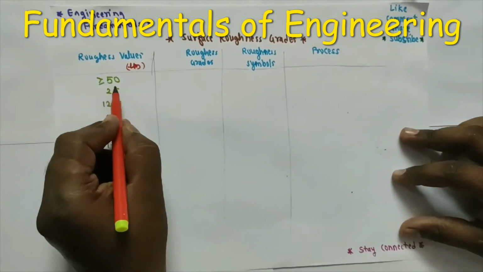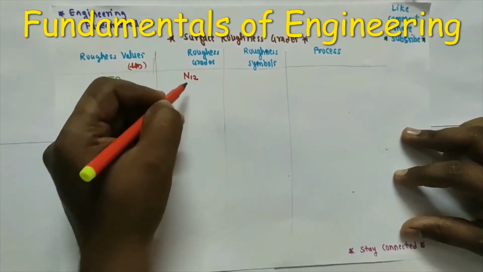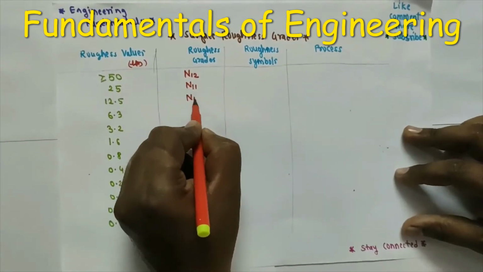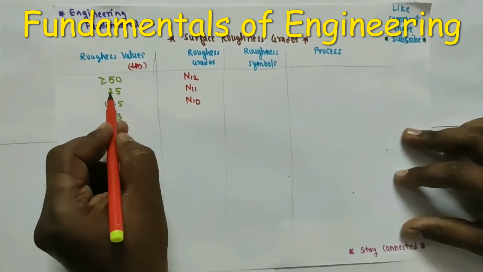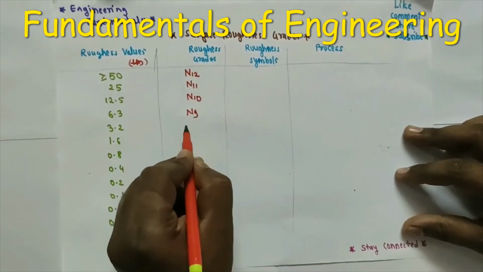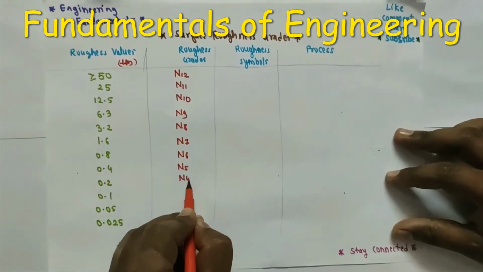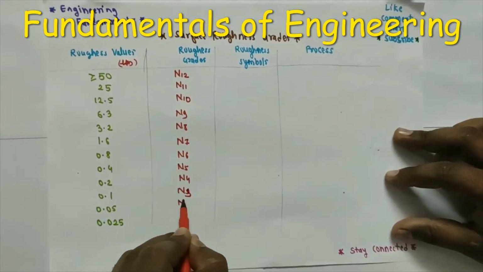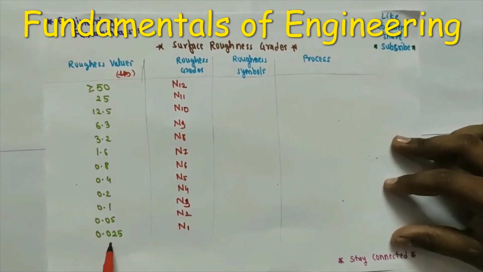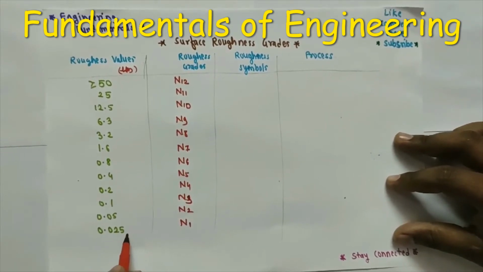So if we are getting greater than or equal to 50 micron, then this is noted as N12. In descending order we have to note down the names of the grades. So N11, that is 25, then N10, 12.5, N9, N8, N7, N6, N5, N4, N3, N2 and N1. If the grade is N1, it means we are getting the roughness value as 0.025 microns. That is a fine finishing.